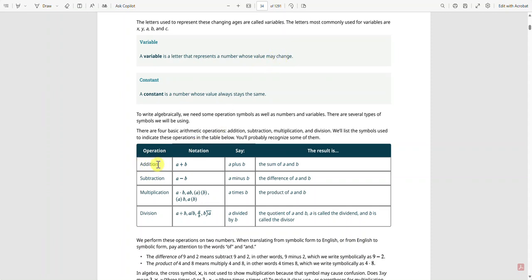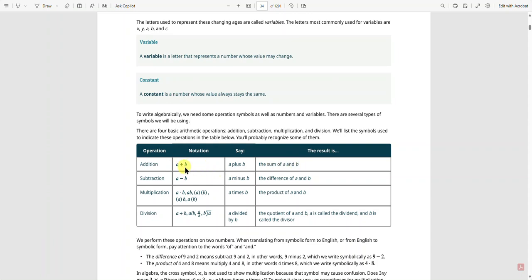So to express addition in algebra, to write algebraically, you can see that we would show that the quantity A is being added to the quantity B. To read this algebraic expression, we would say A plus B. You can see that written here. So we read this as A plus B. The result of this is the sum of A and B.